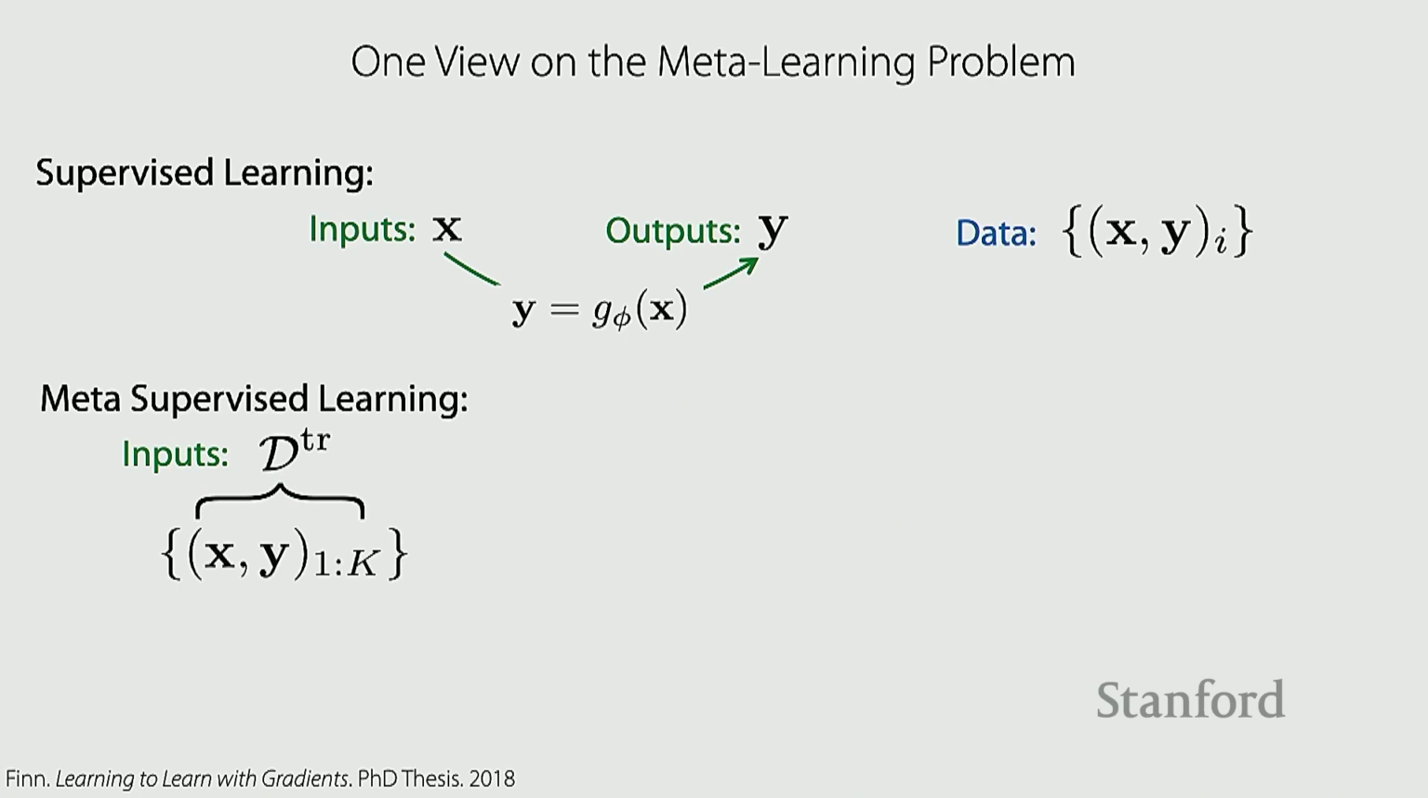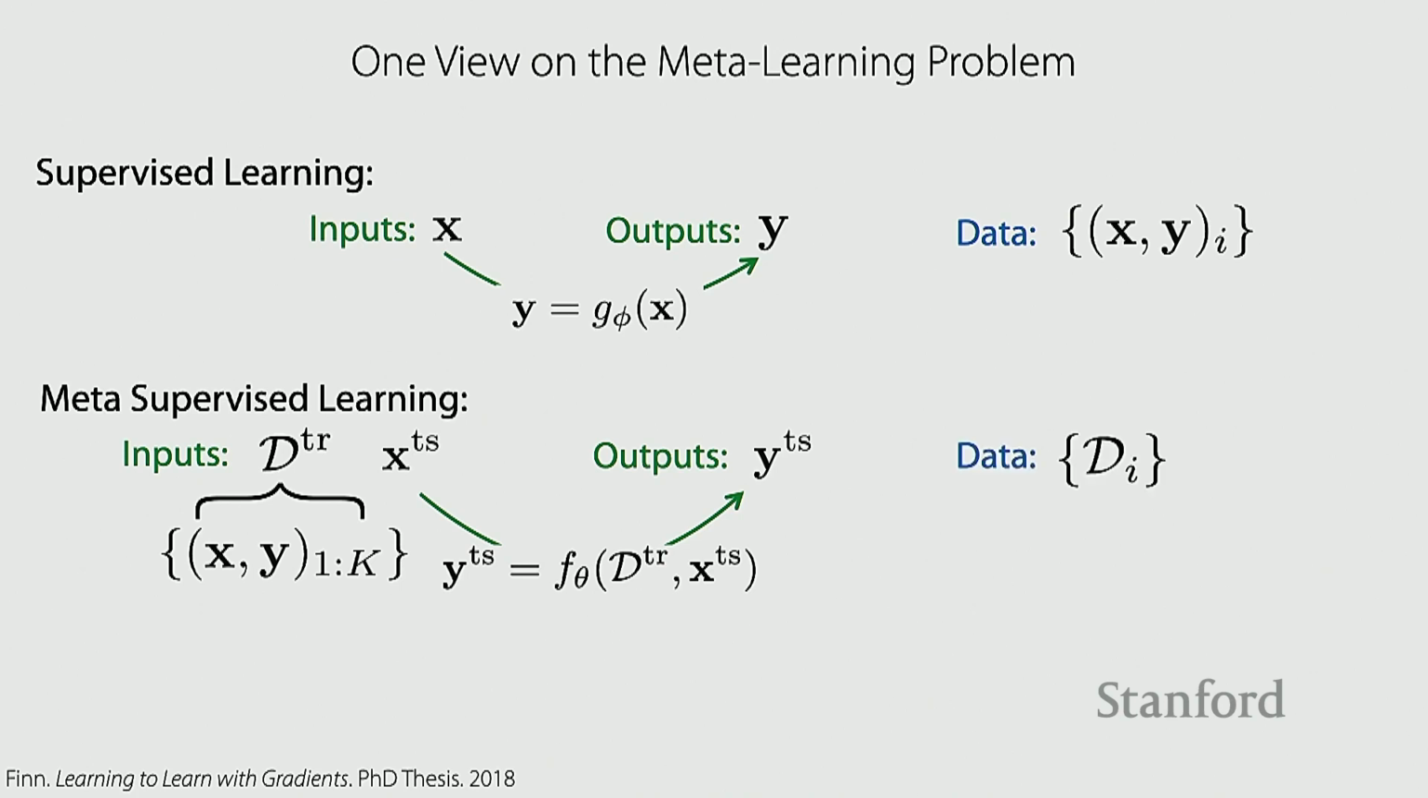This training data set has k examples. And we want to be able to learn from this training data set in a way that allows us to classify new examples, x test. If we want to classify a new example x test, then the output will be y test. So you can view the meta learning process as trying to learn a mapping from a data set and a test example to the corresponding label for that test example. And the way that we can go about learning this mapping is with a data set of data sets, where each of these data sets is going to have more than k examples. So you can sample k for the training data set and at least one to be used as the test example.